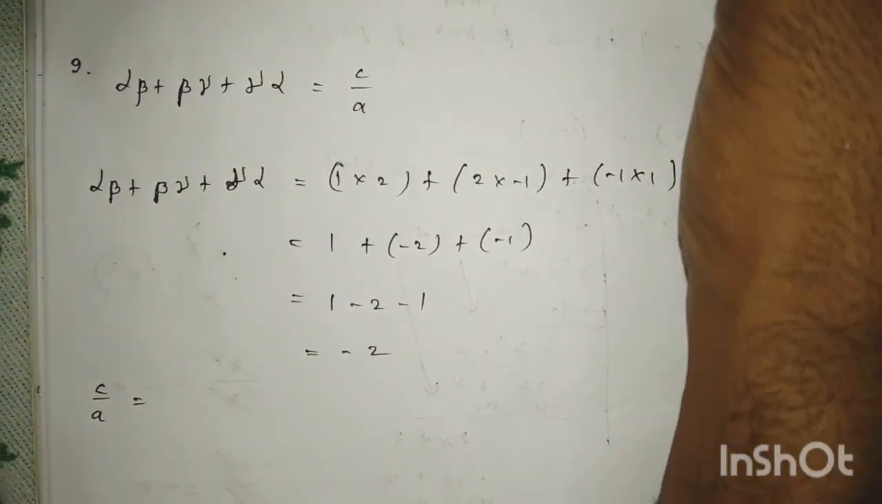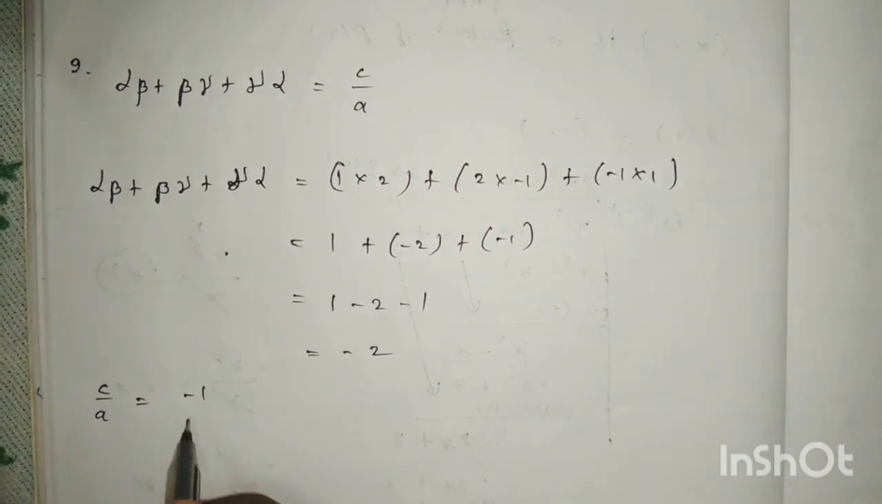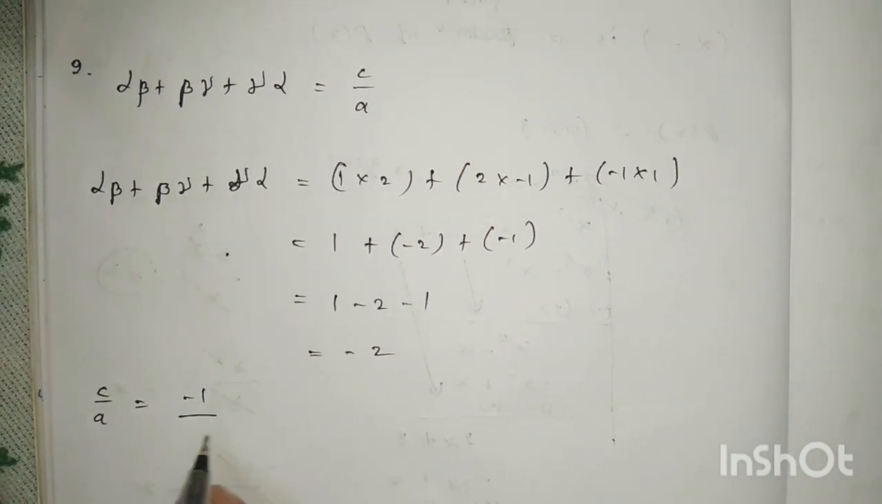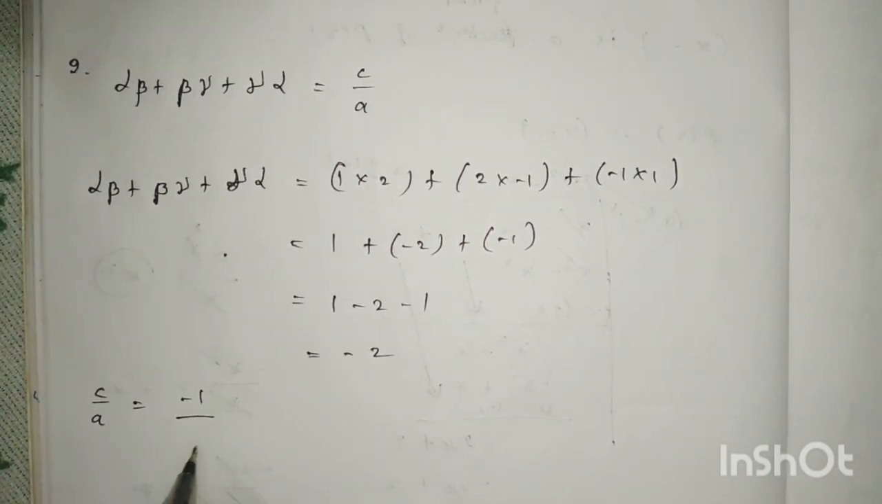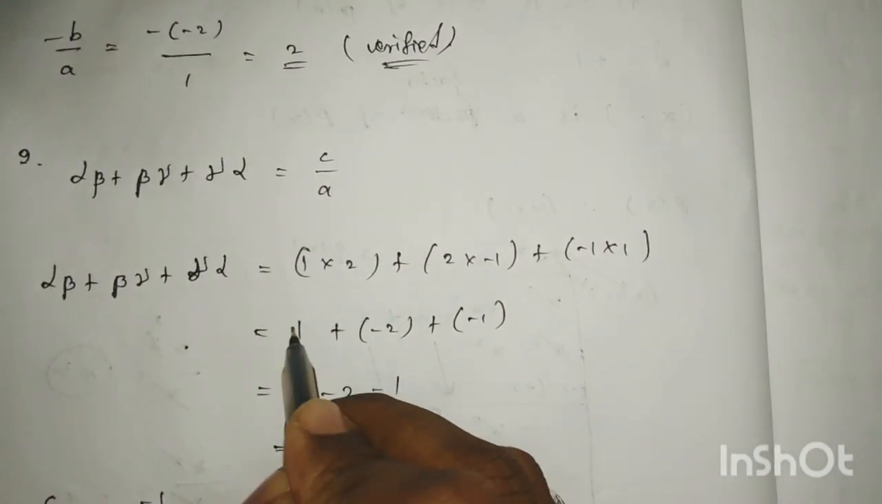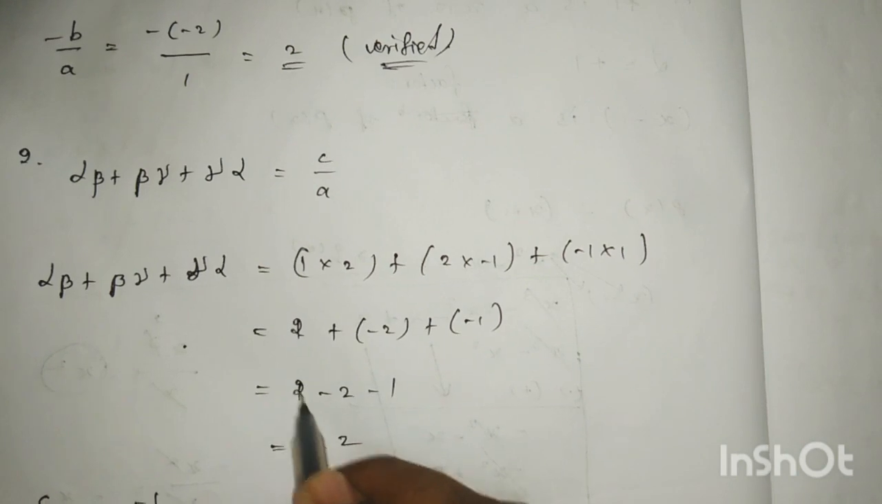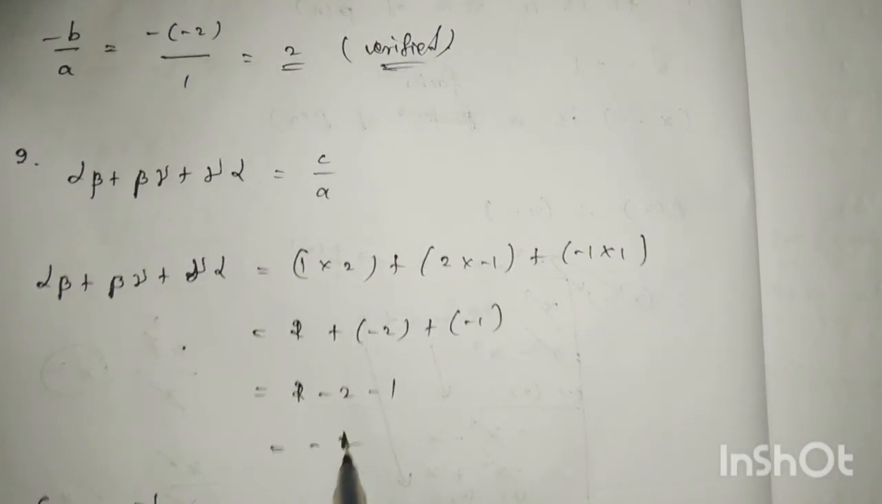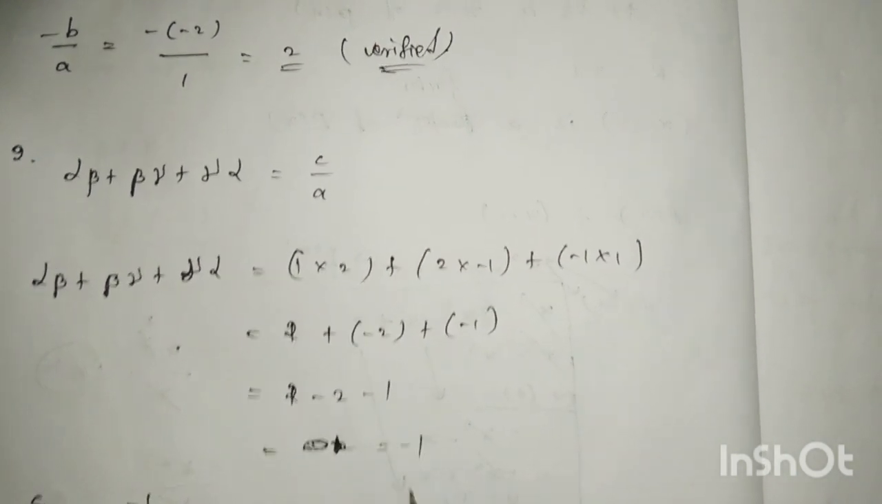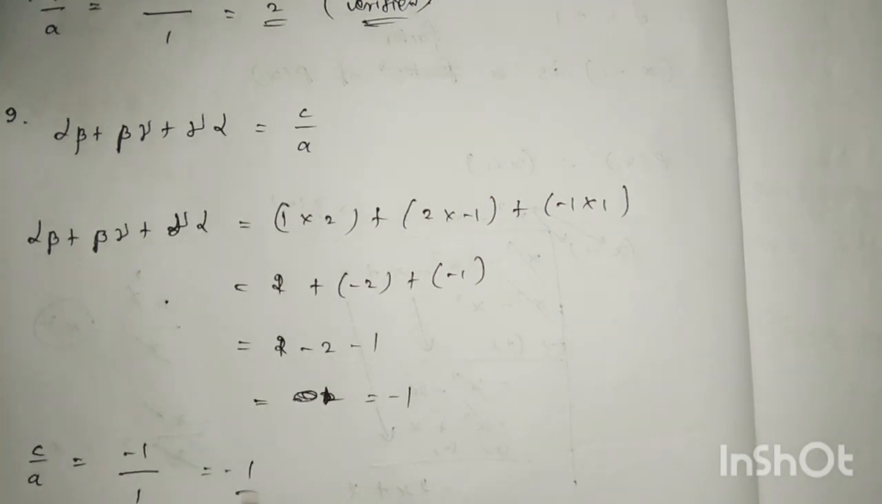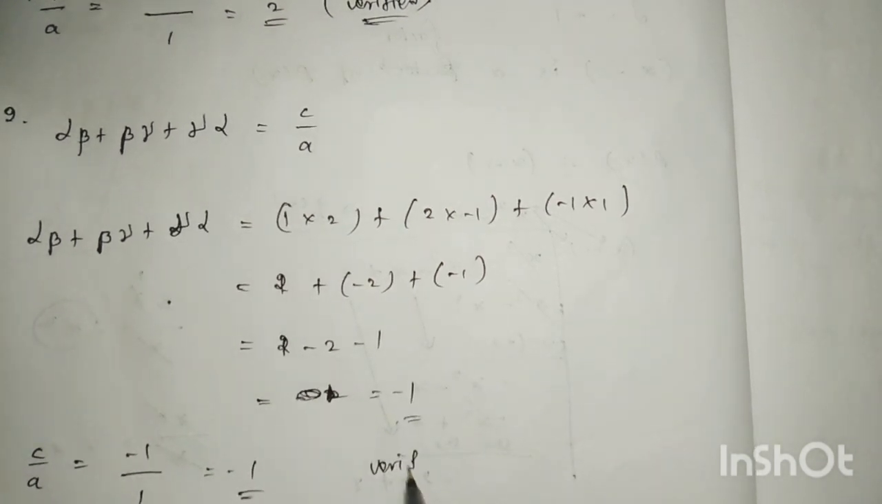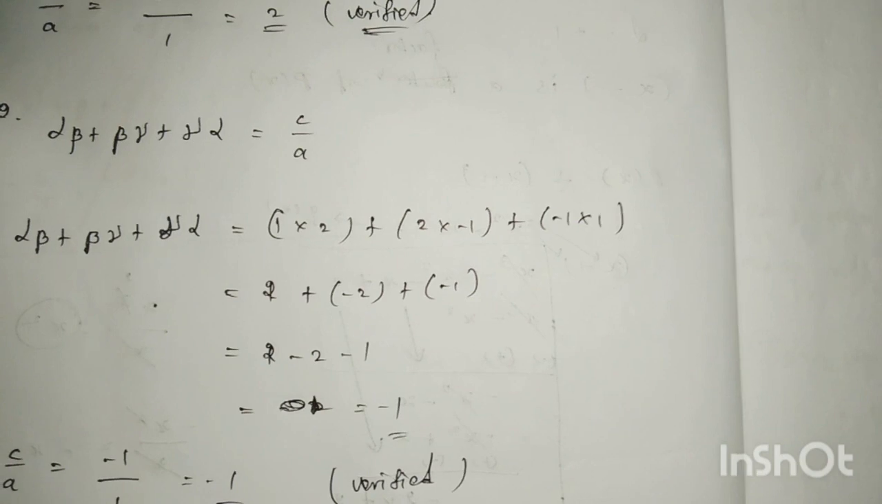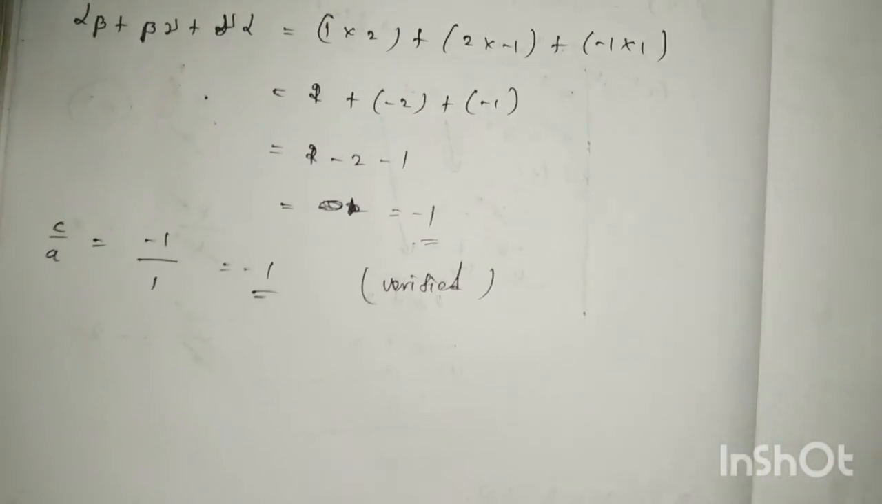Next is C by A. From the equation, what is the C value? C value is minus 1, A value is 1. Here I made a mistake. Actually 1 into 2 became 2, right? So 2, here also minus 2 to cancel, remaining minus 1, right? So the answer is minus 1. So C by A is equal to minus 1. So minus 1, verified. Clear? Any other doubt?